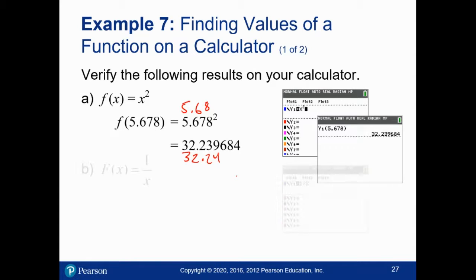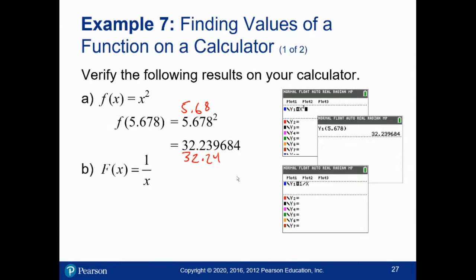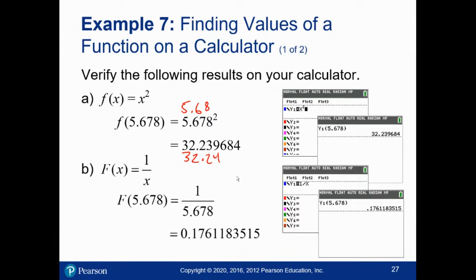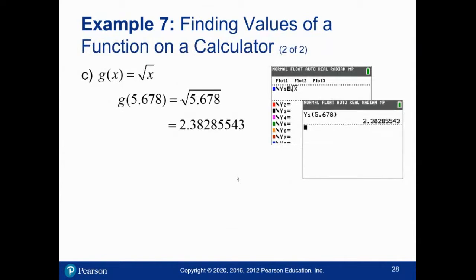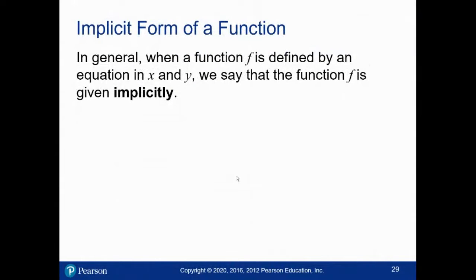But whatever. What about f of x if f of x is 1 over x? F of 5.678 is 1 over that, which a calculator will give you the following answer. Whatever calculator you're using, just make sure you know how to use it. Okay, and what about root x? Again, you should be able to compute things. Okay, so I'll stop this video here, and then we'll come back with implicit form of a function.